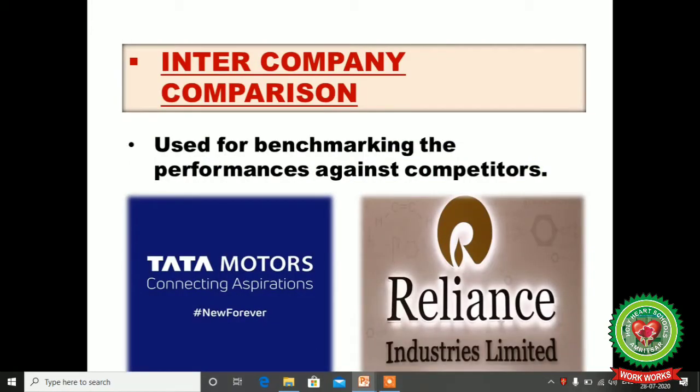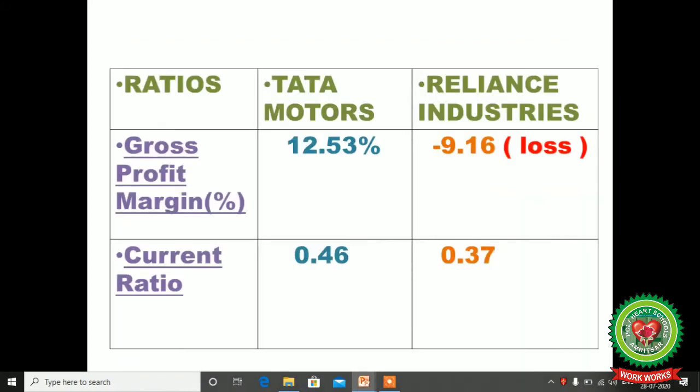Intercompany comparison. So what is intercompany comparison? Have a look. 2 companies, Tata Motors and Reliance, used to benchmark the performance against the competitors. They both are competitors. See the ratios. Gross profit margin of Tata Motors 12.53% this year, and Reliance Industries in loss 9.60. Likewise, in case of current ratio, Tata Motors 0.46 and Reliance 0.37. Now you can compare easily the performance of the competitors just with the help of the ratios.